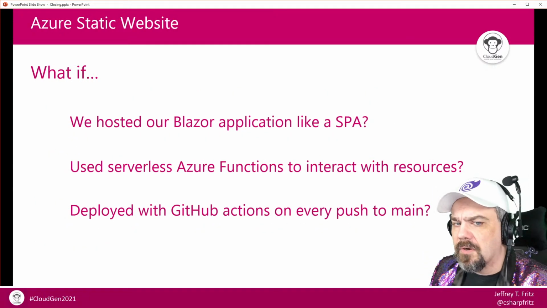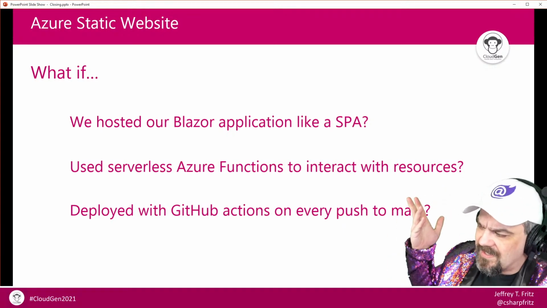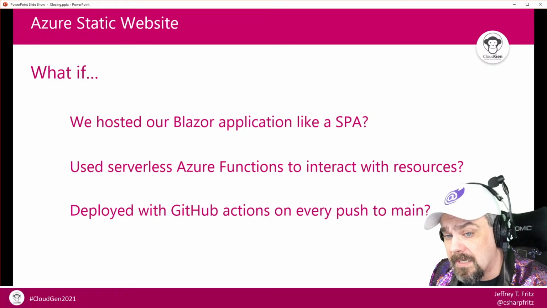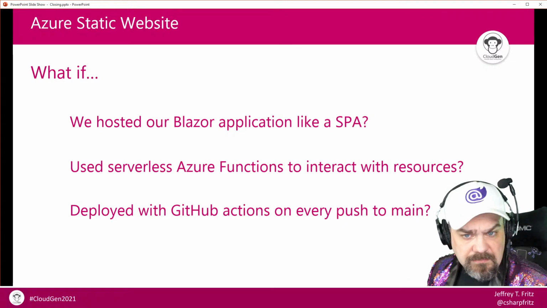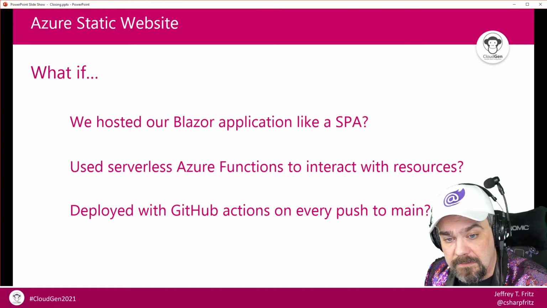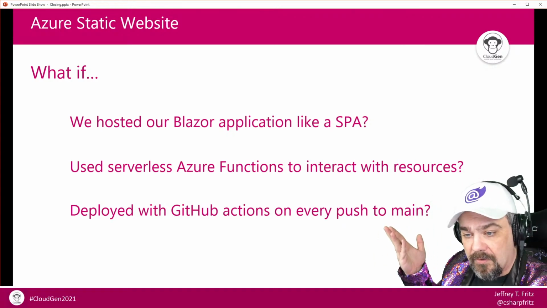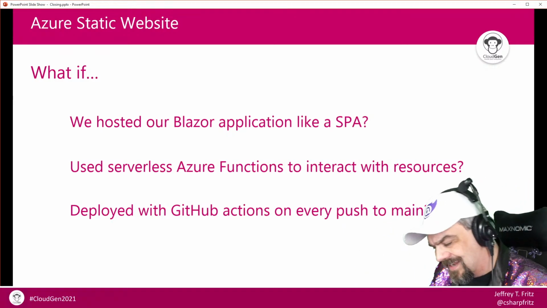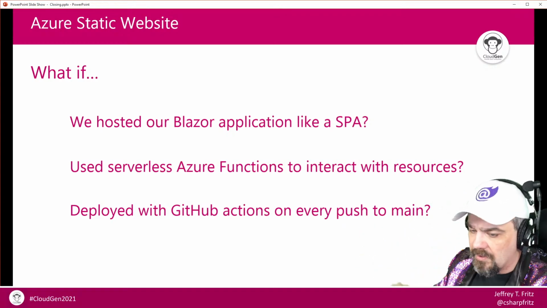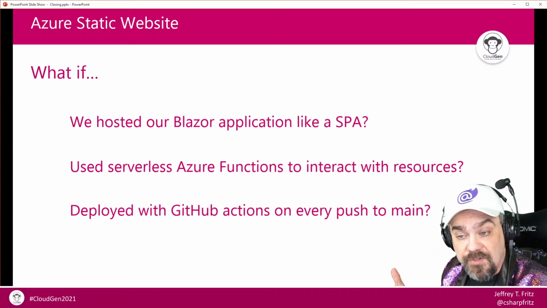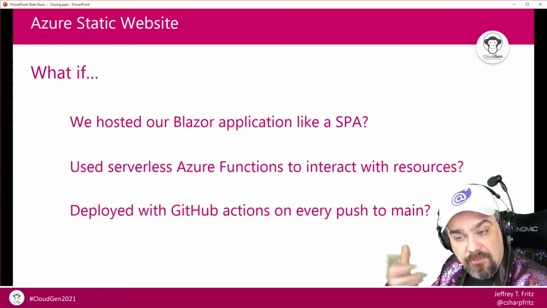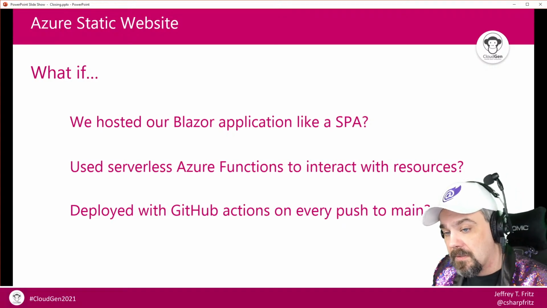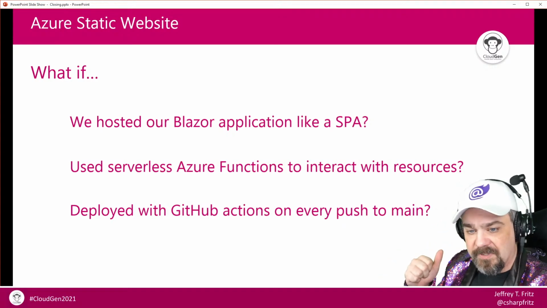All right, let's talk more about that. Because there's such a thing as Azure static websites. So what if we hosted our Blazor application just like a single-page application, delivered all that content statically? We could then use serverless Azure Functions to interact with some of our Azure resources. Go connect to that database, connect out to our queues and storage locations, interact with cognitive services, and do some machine learning interactions on our data and present some of the findings from them back to our Blazor application.